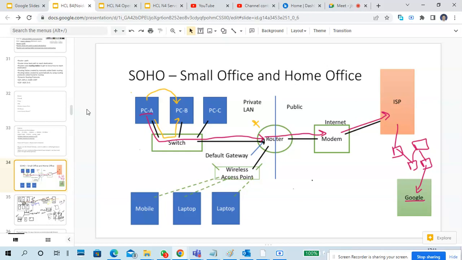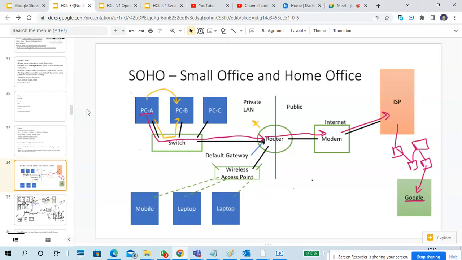But in your home, for example, in my office I have wireless devices and wired devices also. So what I have to do: for wired devices, we have a switch, we can connect them through wire. I have wireless devices like laptops, mobile phones, and tablets. I want to connect them, so I use a wireless access point. What is the wireless access point? Wireless access points are used for connecting wireless devices.